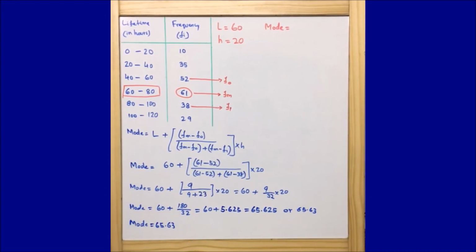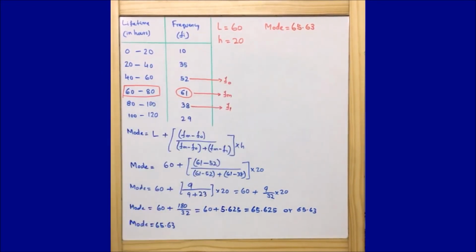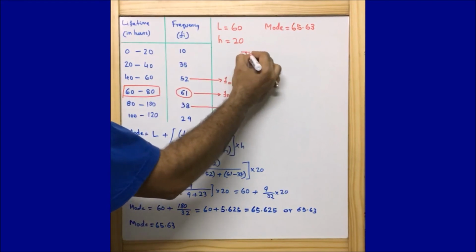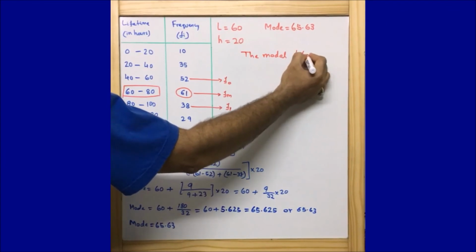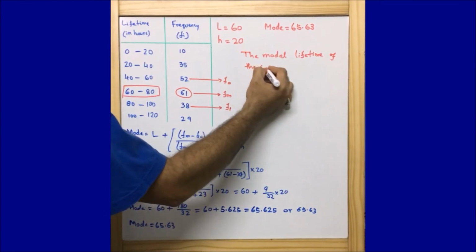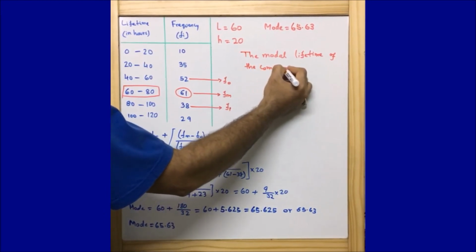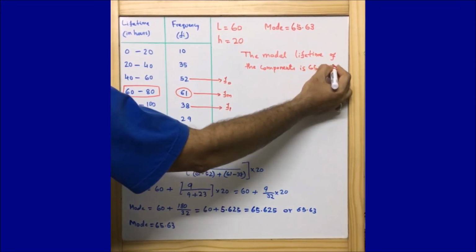65.63. That's all guys. We are able to find out the value for the mode is 65.63. At the end we can write, since the question asks us to find out the modal lifetime of the components, we can say here the modal lifetime of the components is 65.63 hours.